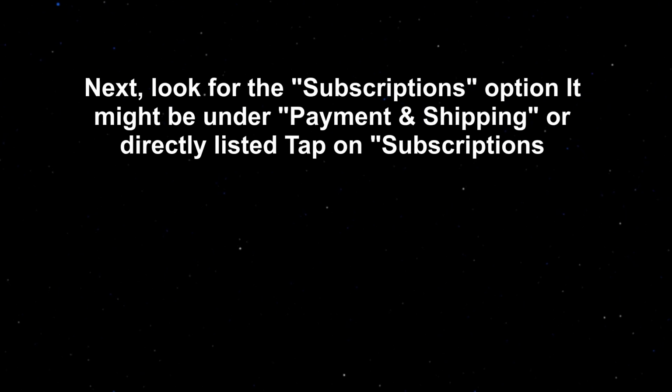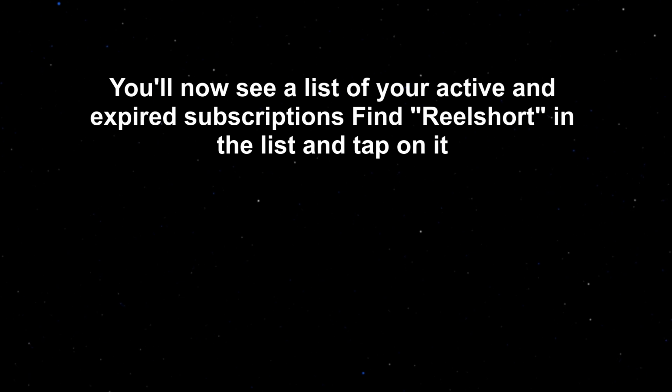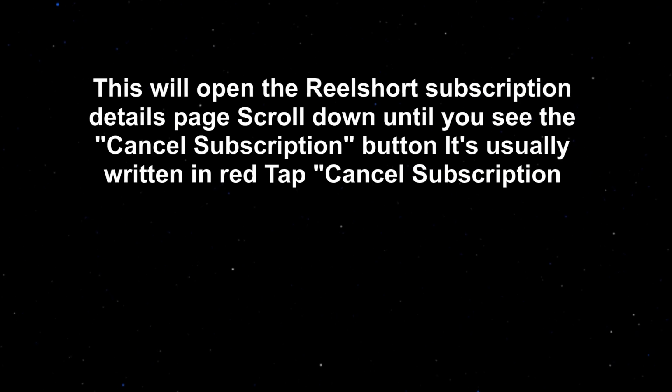Next, look for the subscriptions option. It might be under payment and shipping or directly listed. Tap on subscriptions. You'll now see a list of your active and expired subscriptions. Find Reelshort in the list and tap on it. This will open the Reelshort subscription details page.